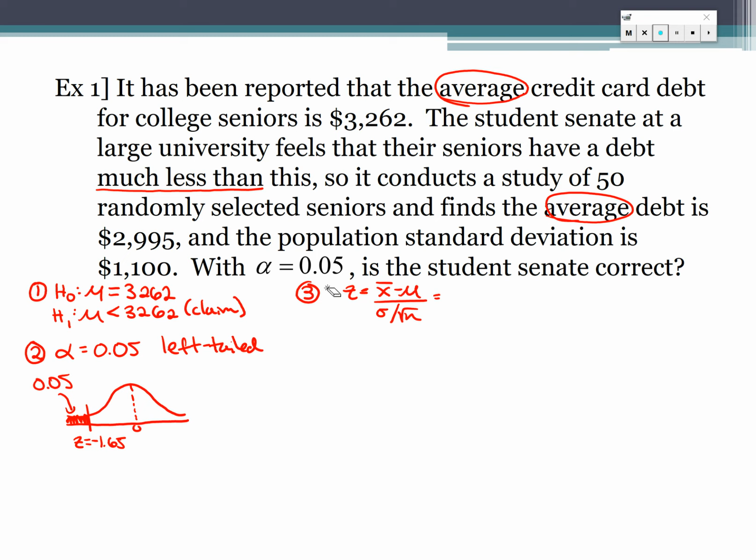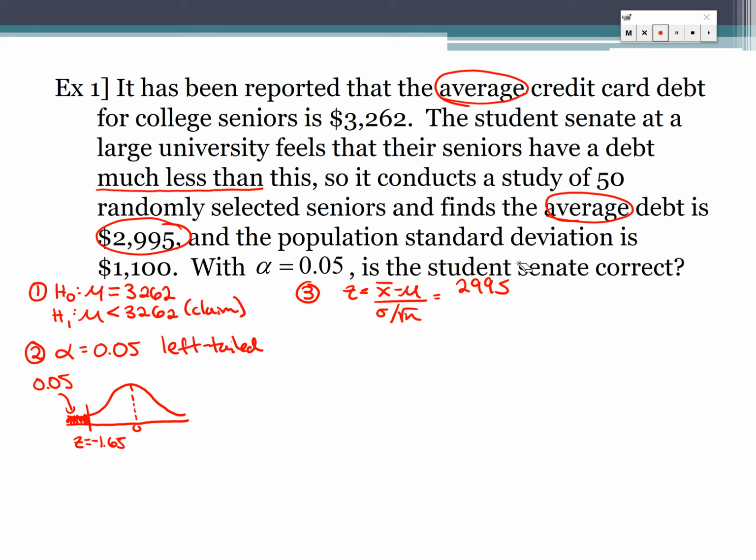And again, that's a formula we're already familiar with, but now we're just using it in a different context. So now the x bar, that's where our $2,995 is coming into play. I know some of you are like, why didn't we put that in our hypotheses? That's our sample mean that we're going to use to help us find our test value. So your sample mean is not going to show up in your hypotheses. Your sample mean, we use it to find our test value.